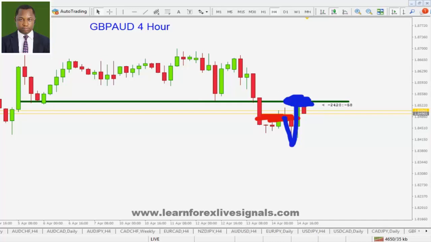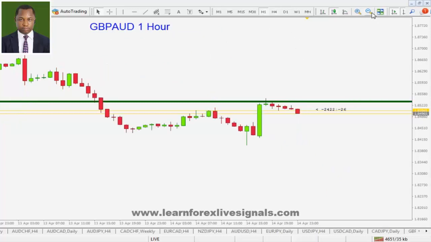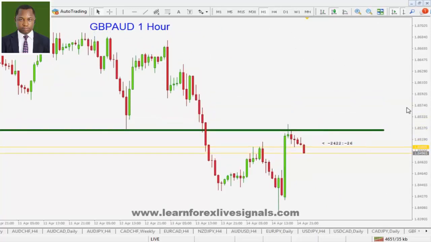Then possibly, now this is the actual move that is about to happen. From here on, I am expecting price to begin to push to the downside in the sterling pounds against the Australian dollar. Now, let me dig deeper. Let me go a bit to the shorter time frame.